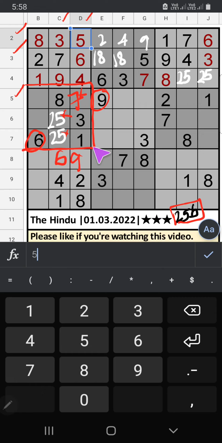Fourth grid, only 2 numbers are remaining, 4 and 9. Fifth row, we have 9. So 9 can't come in this cell. 9 is confirmed here. Then 4 is here. Column B, 3 numbers are remaining: 3, 5, 7. It will come in any one of the cells. We will confirm later.